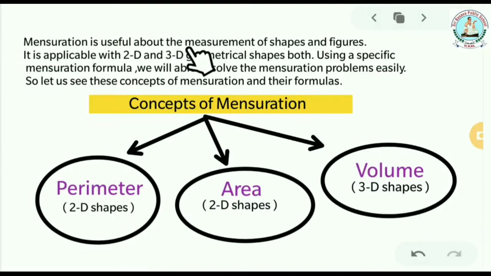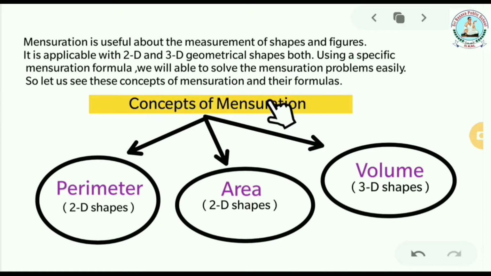Mensuration is useful for the measurement of shapes and figures. It is applicable to both 2D and 3D geometrical shapes. Using specific mensuration formulas, we will be able to solve mensuration problems easily. So let us see these concepts of mensuration and their formulas.